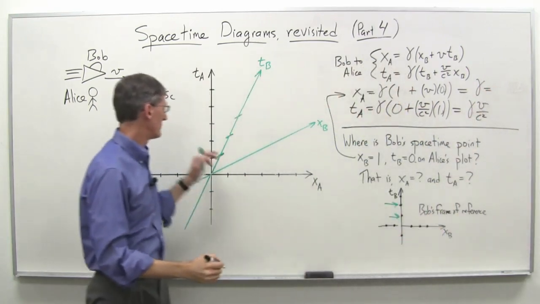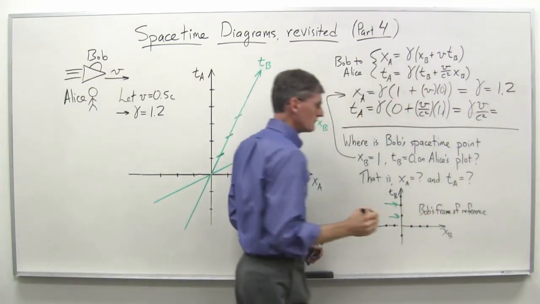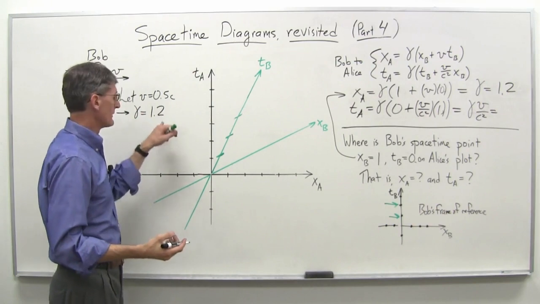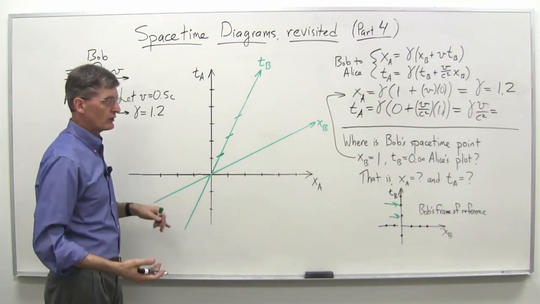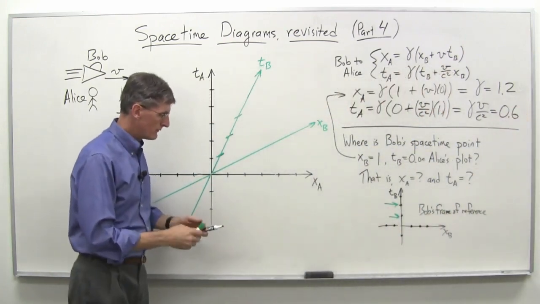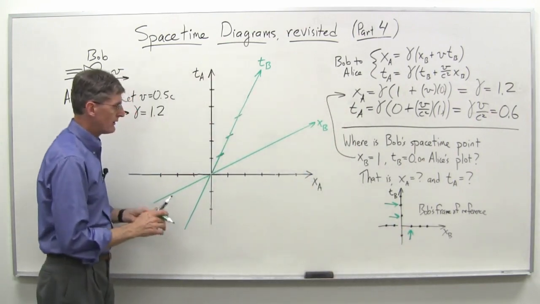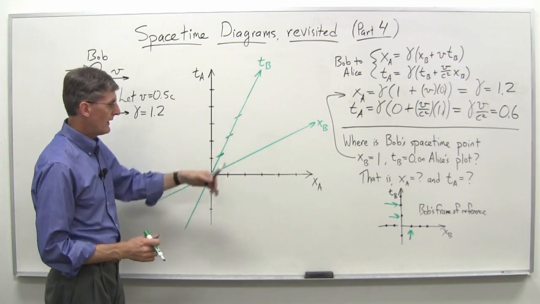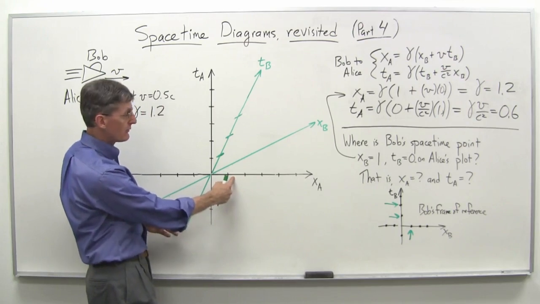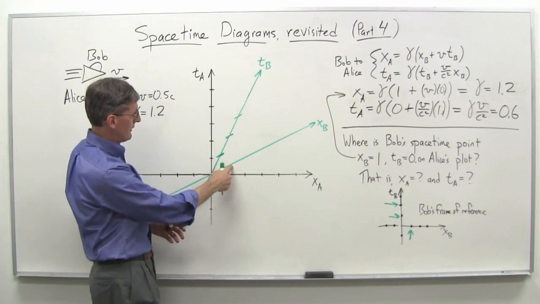And putting some numbers in here from before, gamma is 1.2. And c squared is going to be 1 for our units of light years per year. So I've got gamma times v, and that's going to be 0.6. So now we have this point right here, and that one's going to come over here in Alice's coordinates to x sub a equals 1.2, so about right there, and t sub a equals 0.6. So up here, about right there. I'm a little off in my plot here.